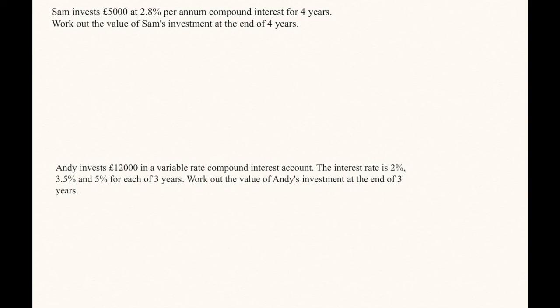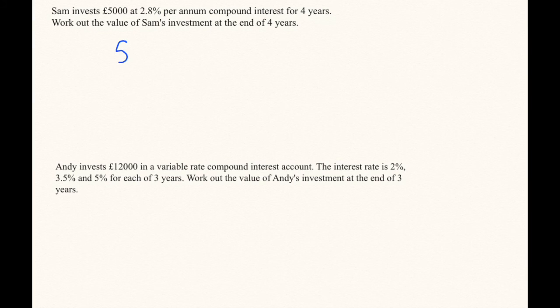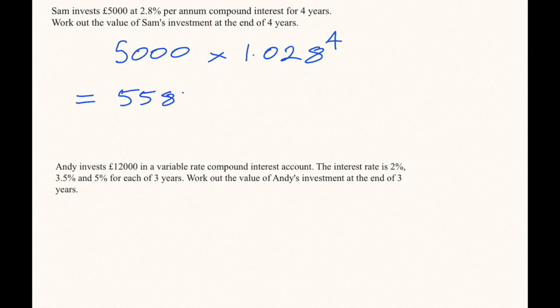So if I use the compound interest formula for the first one, Sam starts off with £5,000. The interest rate is 2.8% and it's over 4 years. Put that into a calculator and you come out with £5,583.96.